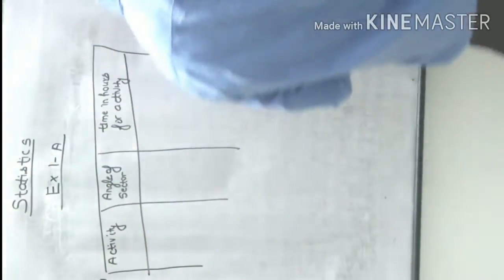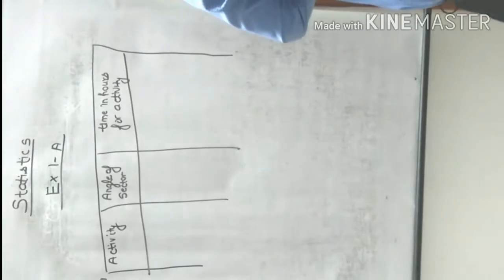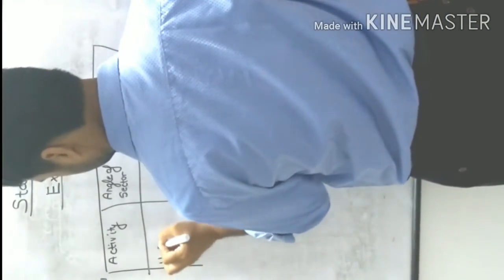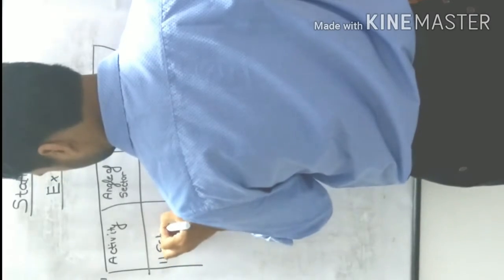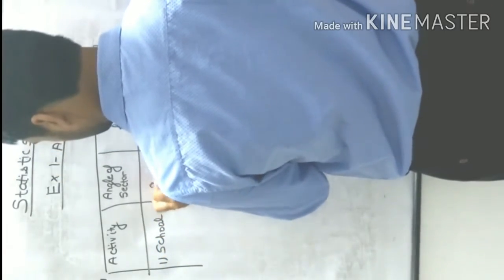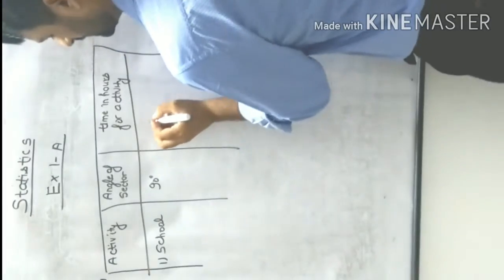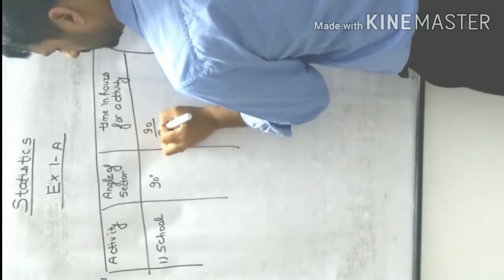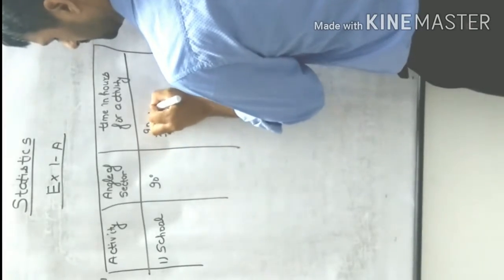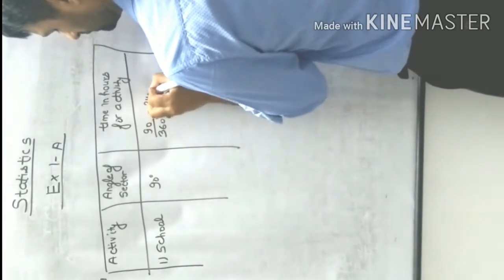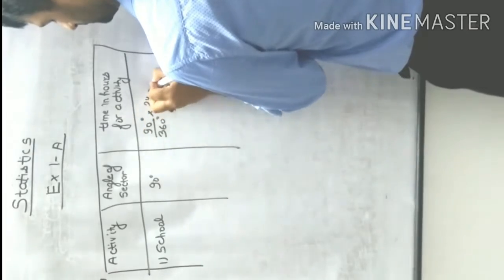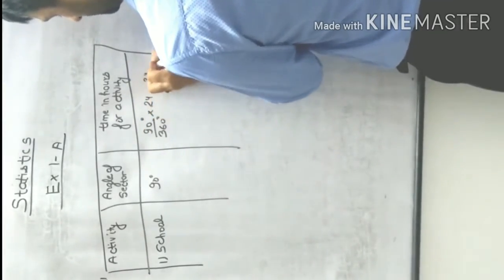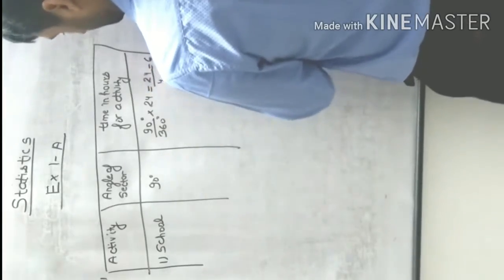Now, first activity that we take is school. How much angle? 90 degree. How much is the time? 90 degree upon 360 degree into 24. That means 24 by 4. That means 6 hours. Done like this.